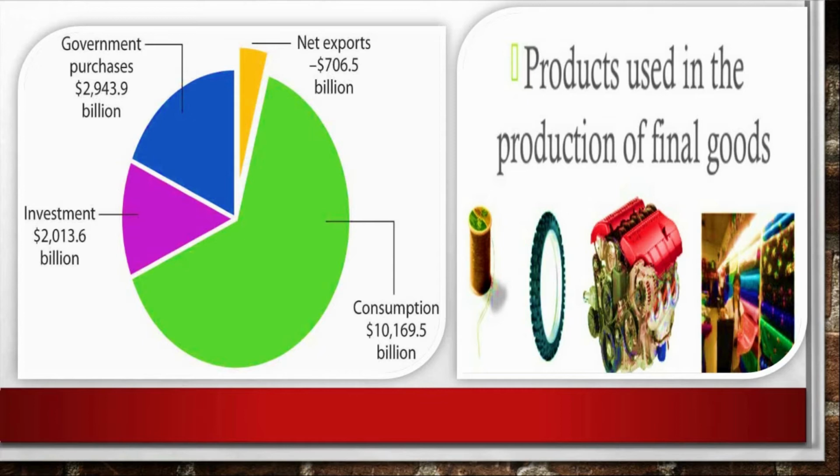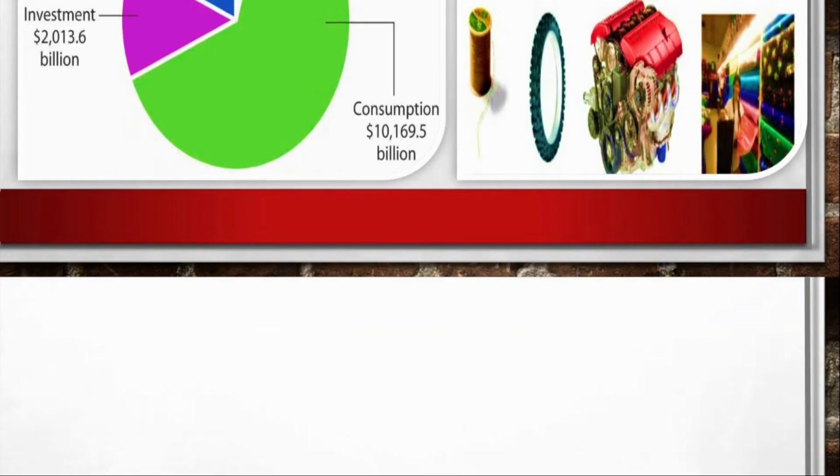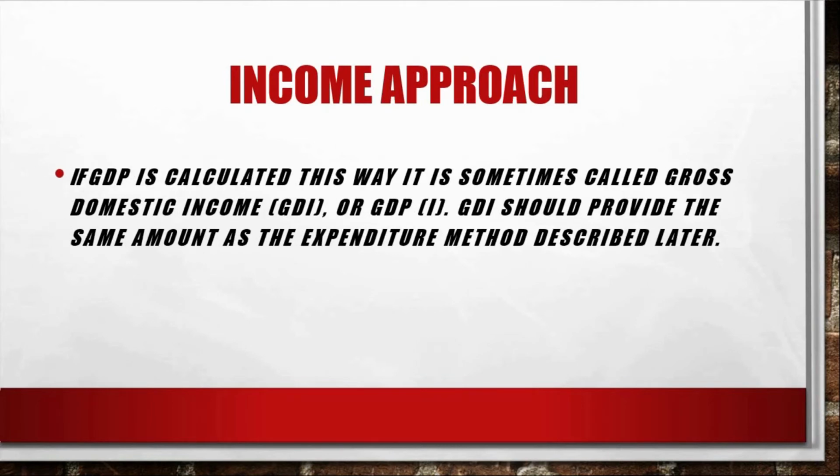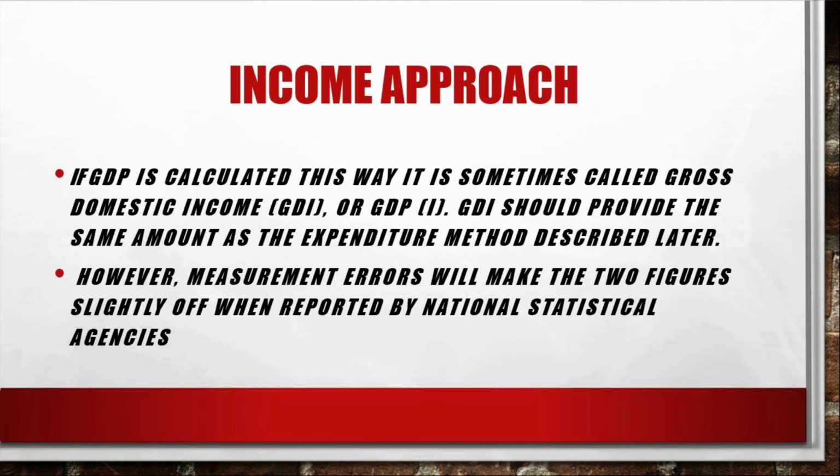The second way of estimating GDP is the sum of primary incomes distributed by resident producer units. If GDP is calculated this way, it is sometimes called gross domestic income, or GDI. Therefore, GDP equals GDI. These are similar ways to calculate the GDP in the case of the income approach.